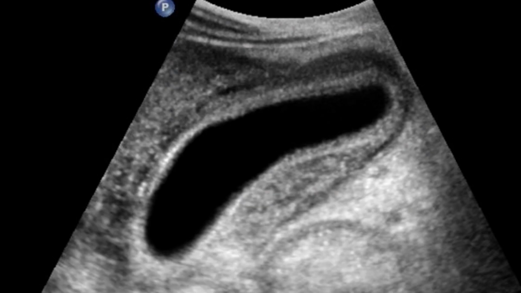So here we have a case of acute cholecystitis where we can't see any stones, but we do see that the wall is thick. There's edema around the gallbladder. And then notice right here we got a little bit of anechoic area kind of going down this way. And we got a little anechoic space here. That is pericholecystic fluid.